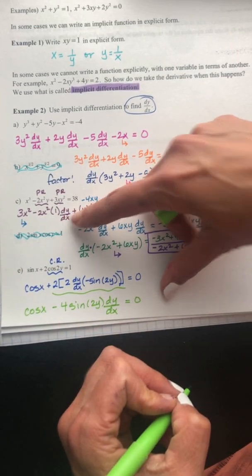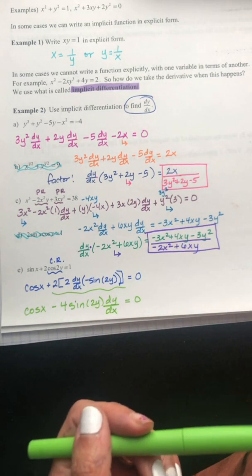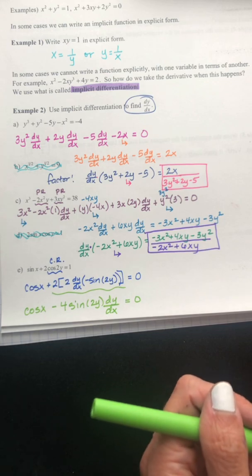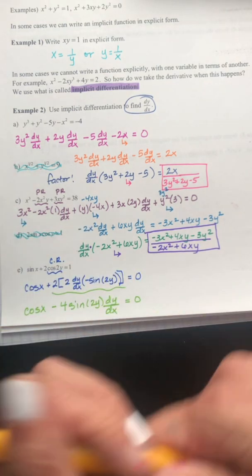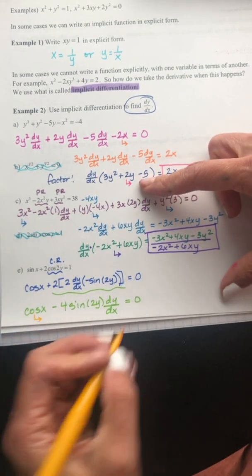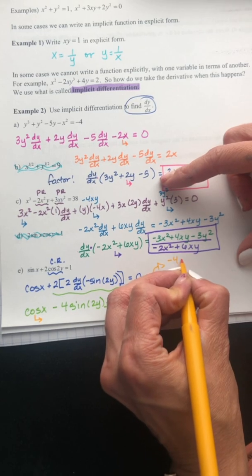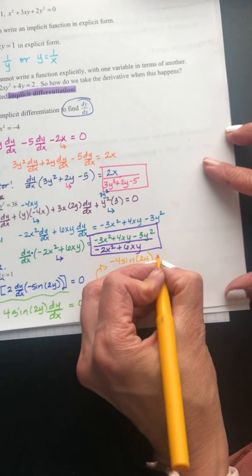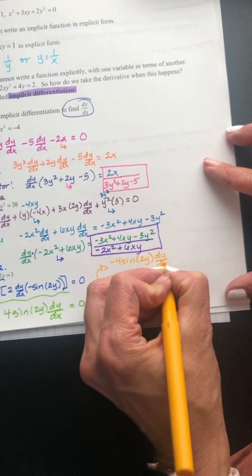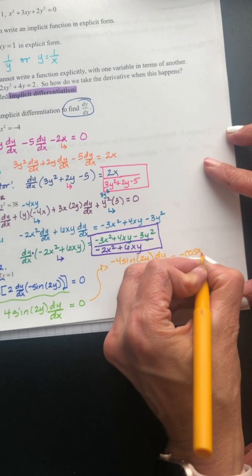Equals 0. All right. So now we need to move the cosine. So let's move it to the other side. When we move it to the other side, it's going to be negative. I'll throw it up here. So I'll have negative 4 sine 2y dy/dx equals negative cosine of x.